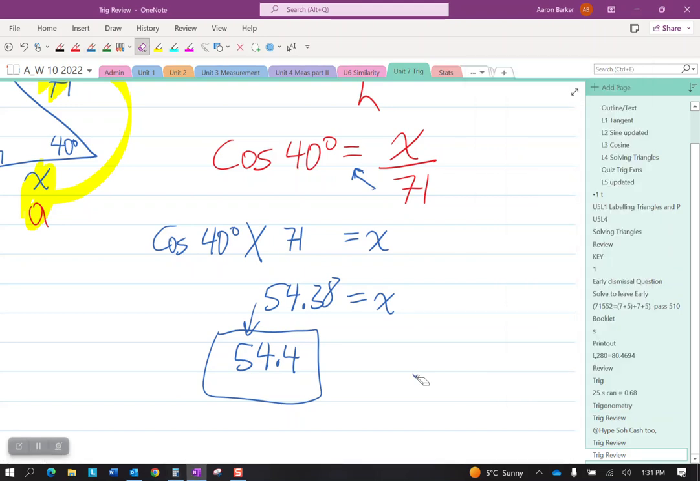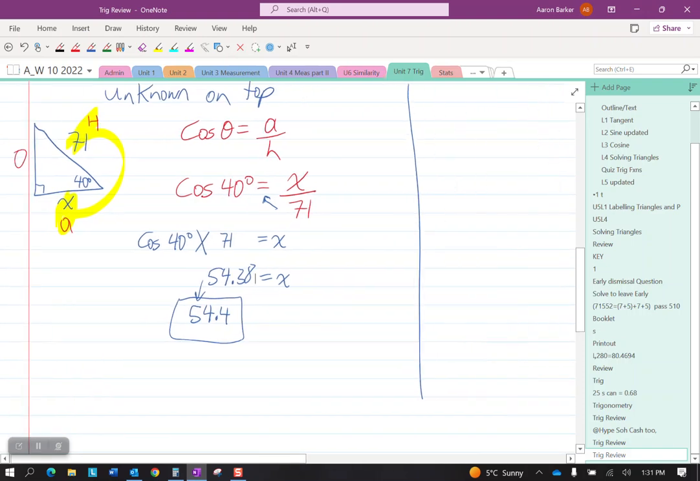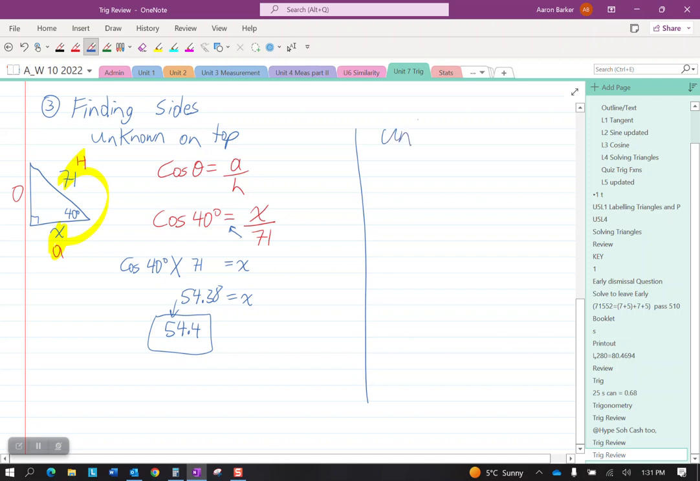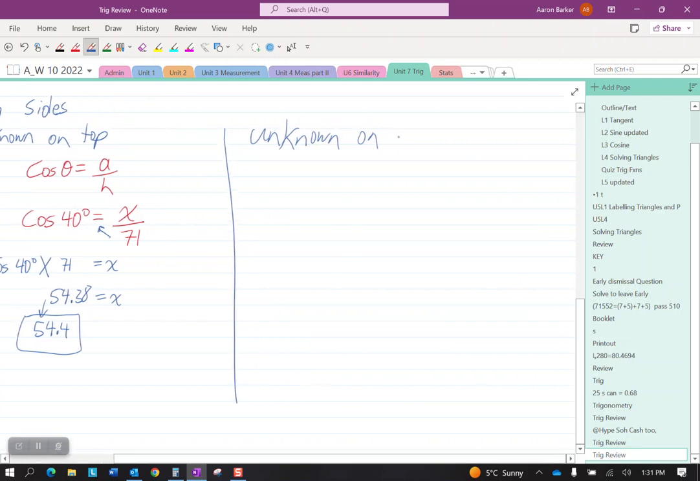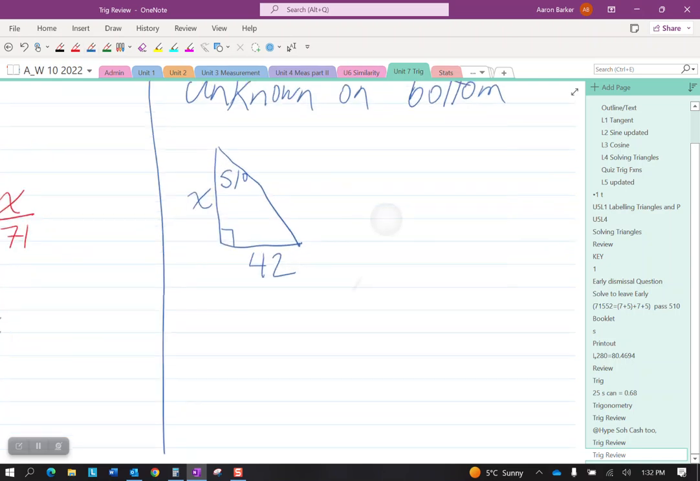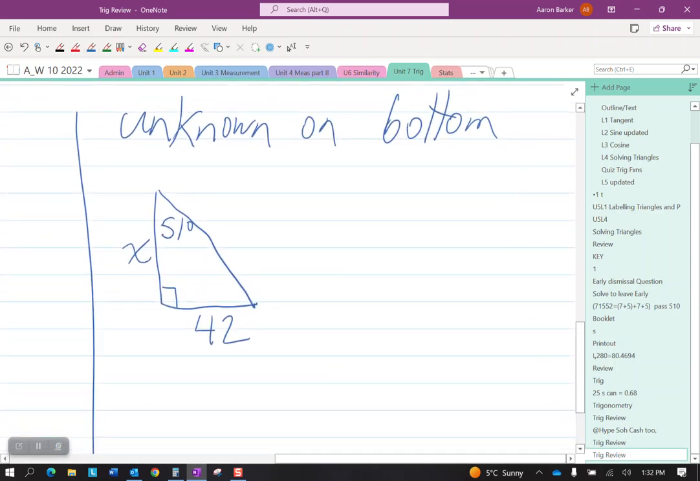All right. Any questions with this one? Unknown on the top is our easy example. The next example is unknown on the bottom. Let's say this is 51 degrees. And we're going to go 42 over x. Okay. Unknown on the bottom, 51 degrees up top, 42 over x.